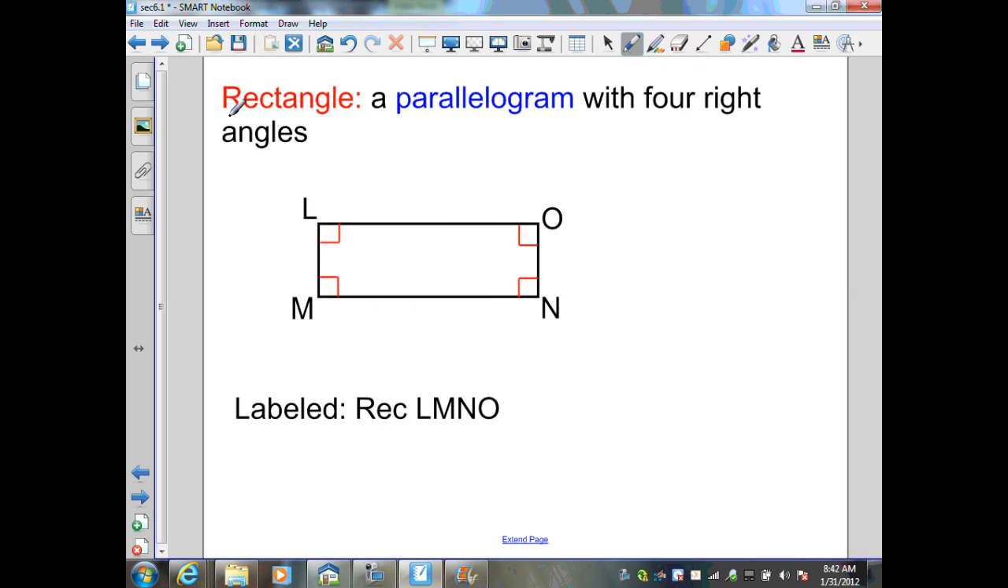Another special parallelogram is a rectangle. A rectangle is a parallelogram. Again, it has all the properties of a parallelogram with four right angles. Again, my opposite sides are parallel. LM is parallel to ON. LO is parallel to MN. But each of my angle measures is 90 degrees. And this is labeled as rectangle LMNO. And again, the same rules apply for labeling my polygon.